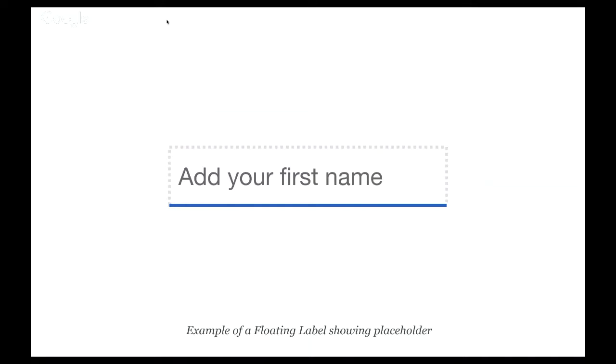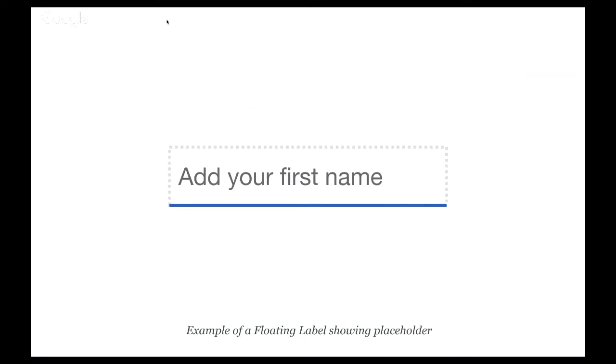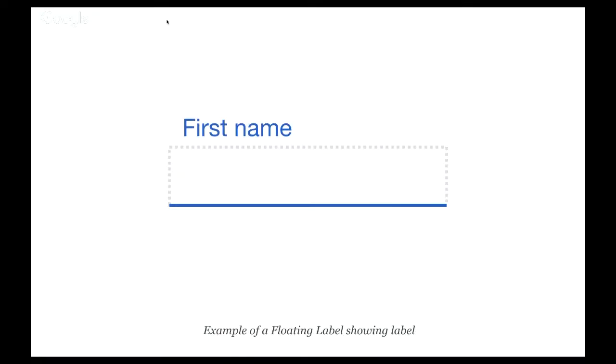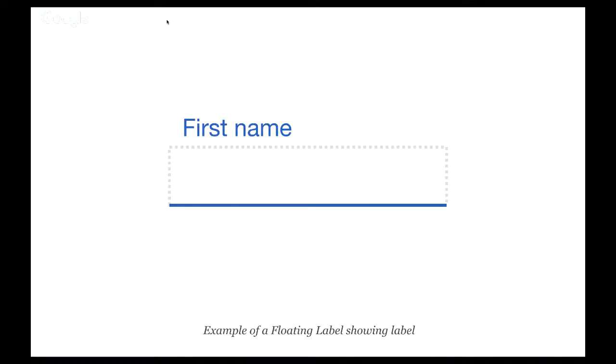A quick example, and this is a very crude example because, for your first name, you hardly need any more information. But you could have something like "add your first name" as a placeholder, and when the user clicks into it, it changes just to the simpler "first name." So a very poor example, but it gives you that ability to be able to add more information and then simplify it when the user has clicked into that input itself.